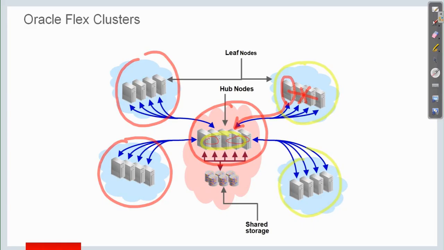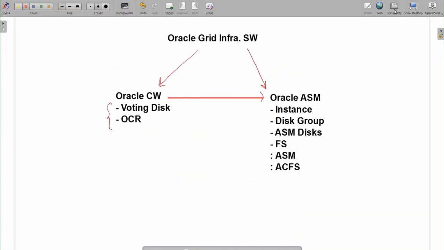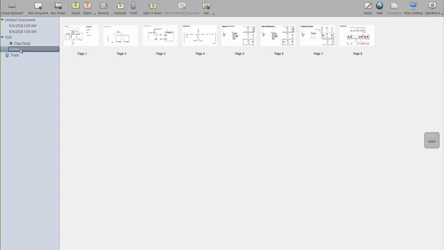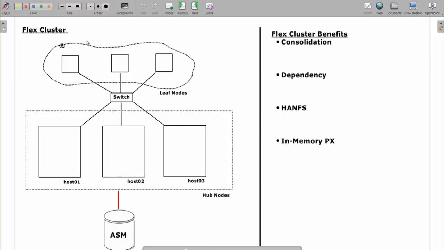Now, let's take a look at a little bit of the benefit. So this is a Flex Cluster diagram, and I made one simple example. In this simple example, I have host 1, host 2, and host 3. And these are a 3 node cluster. All 3 servers have direct access to the underlying ASM storage.